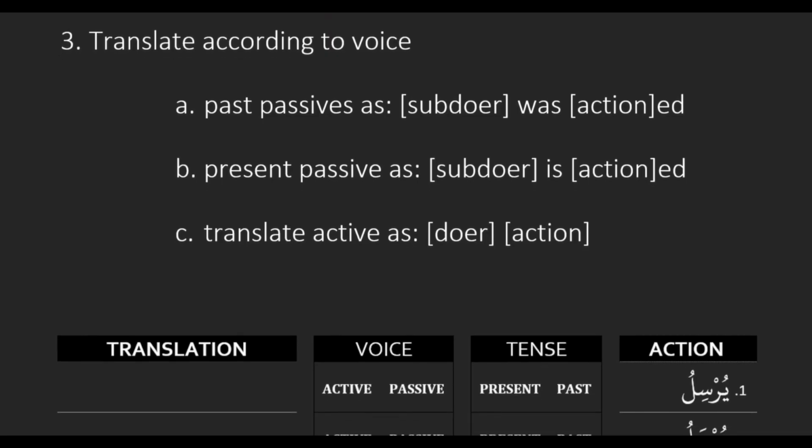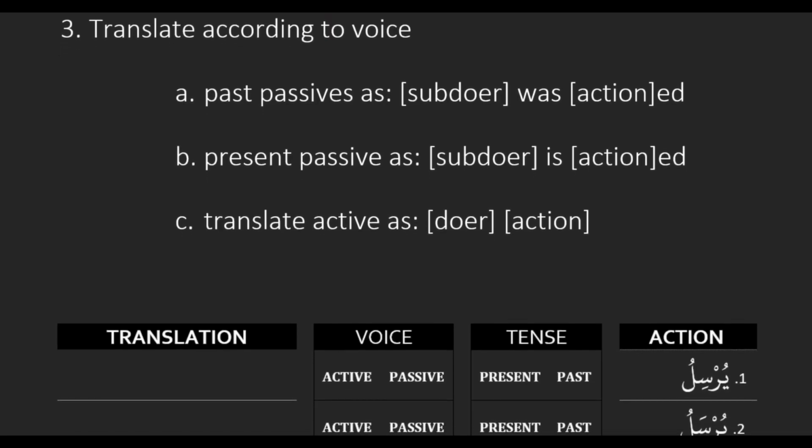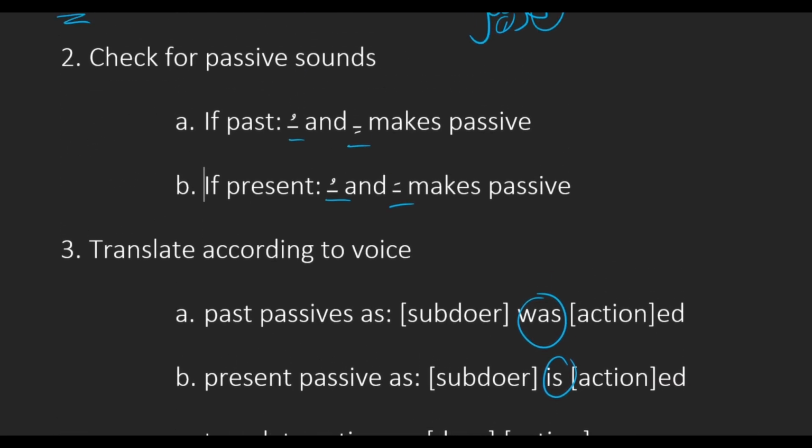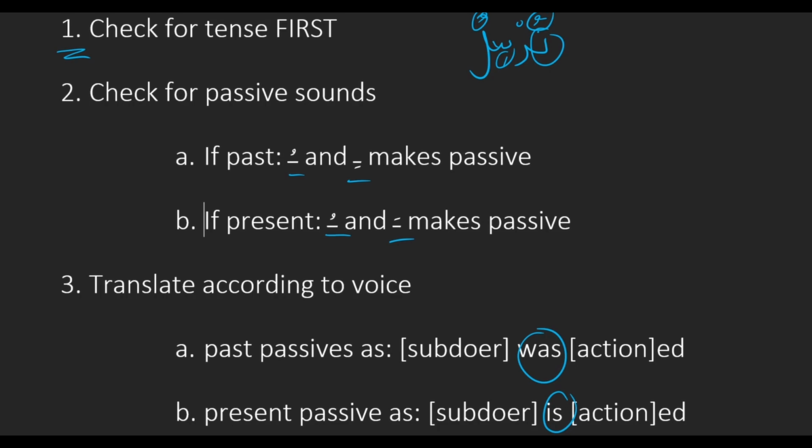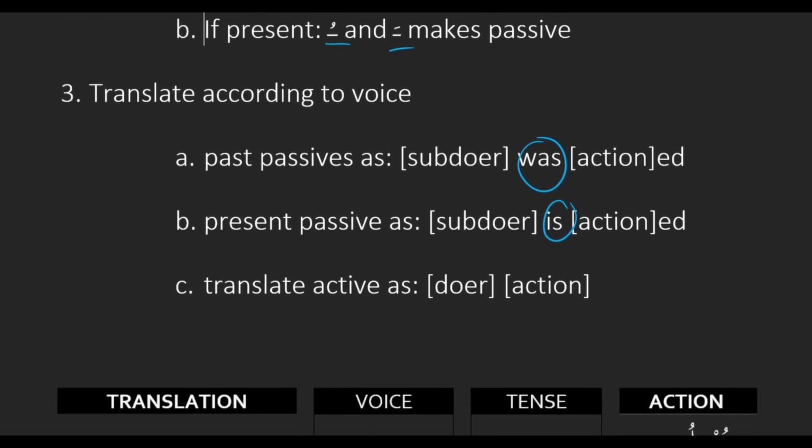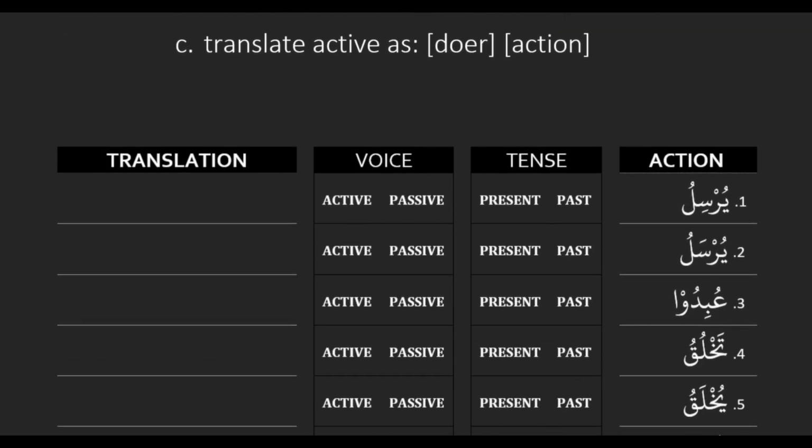So we know that past passives translate as substitute doer was actioned. Present passives translate as substitute doer is actioned. And then normal actions just translate as doer actions, like we've always done. So are we clear on the process? Yeah. Start with tense, then check for the sounds, then translate. Okay, got it. Let's have a go at it.